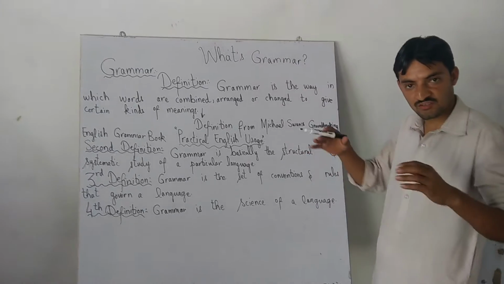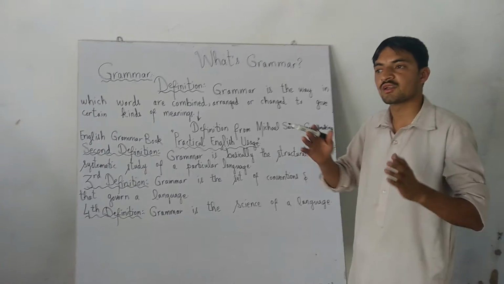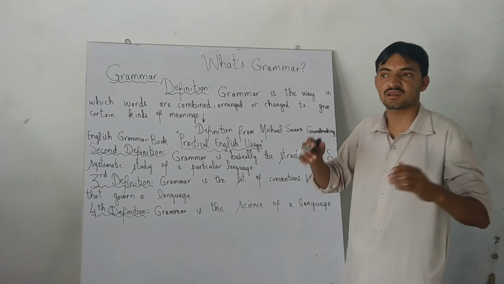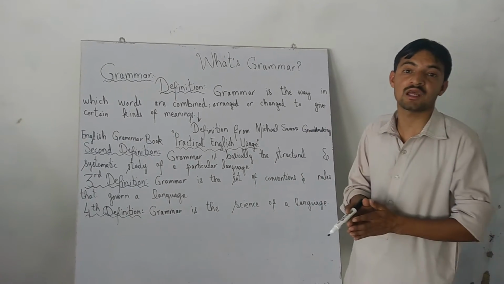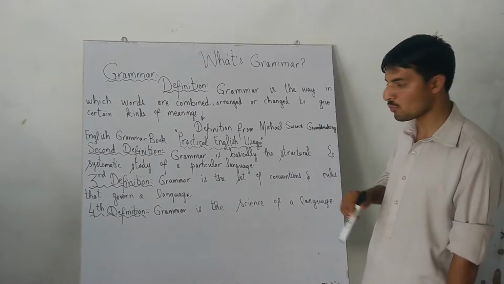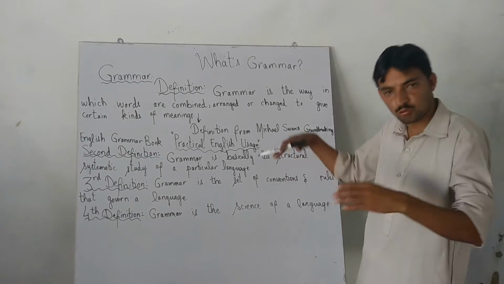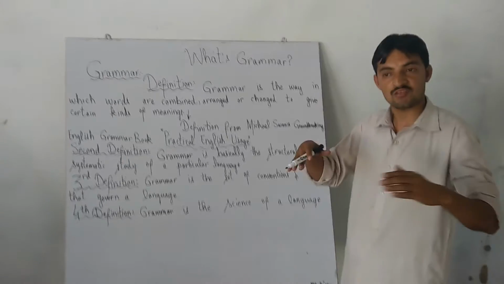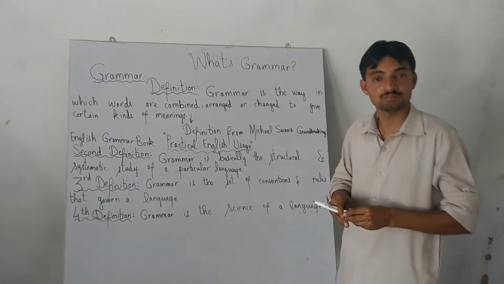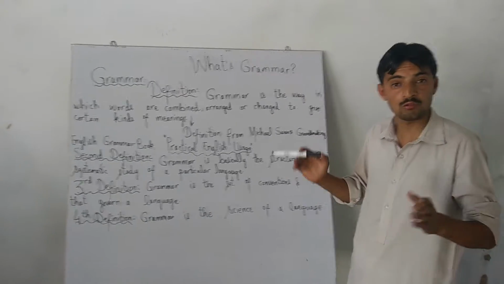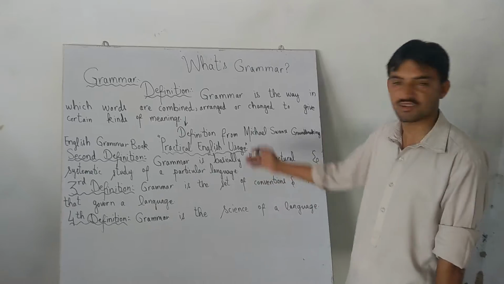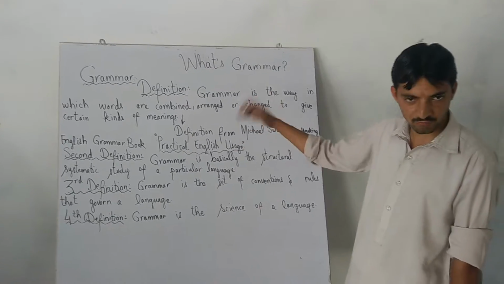Then we have the second definition, which says grammar is basically the structural and systematic study of a particular language. You have to describe and explain the sentences, the whole system and the whole structure of a language. According to this definition, you have to study grammar from different angles. You have to explain the structure and the system of a language. The second definition is very important.